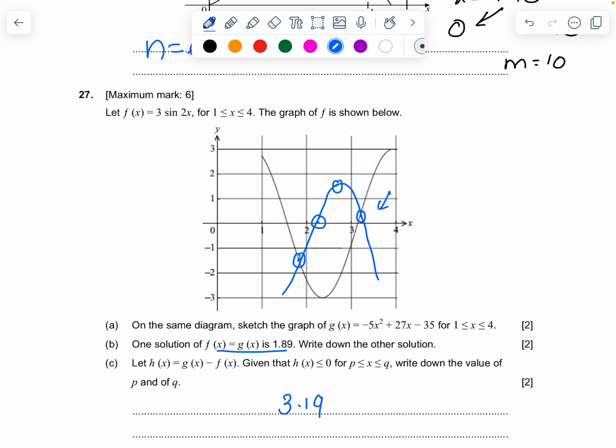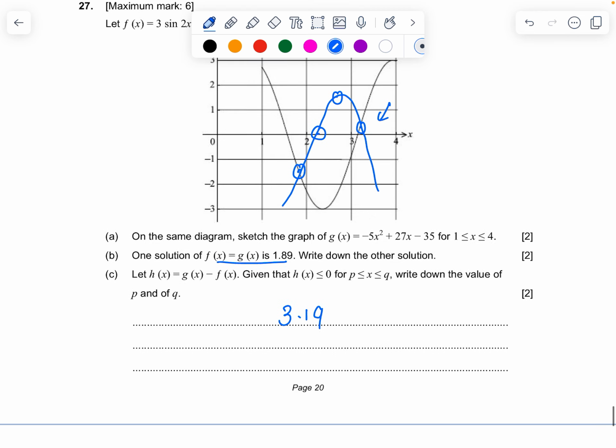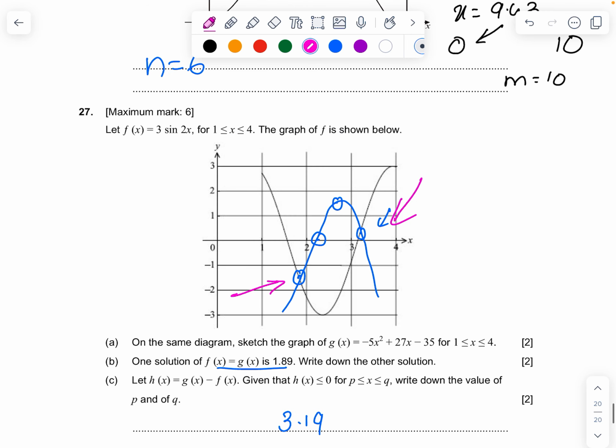h of x equals g of x minus f of x. Then write down the values of p and q. Same, this is p and this is q. So p is going to be 1.89 and q is going to be 3.19. That's going to be the answer.